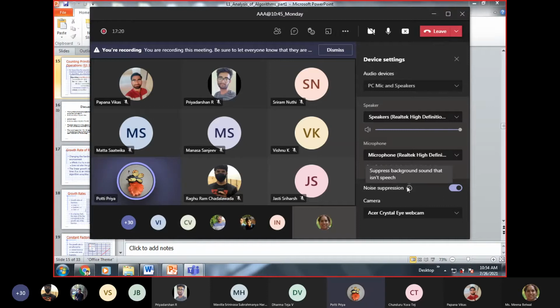There will be noise suppression. Actually, we will be given an option to choose whether to put it on high, automatic, or low. Can you toggle it once on and off? This is off, so noise separation is off, right? And now it is on.